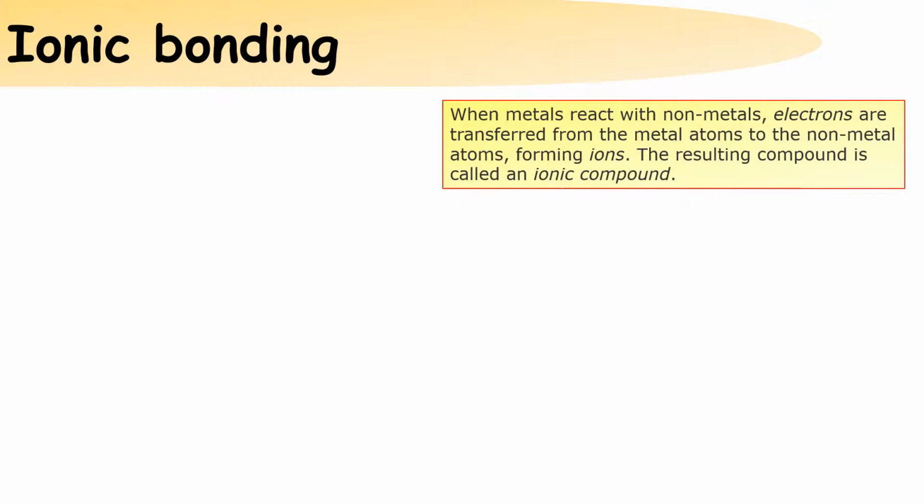So, ionic bonding is when metals react with non-metals. Electrons are transferred from metal atoms to non-metal atoms, forming ions. These result in compounds called ionic compounds.